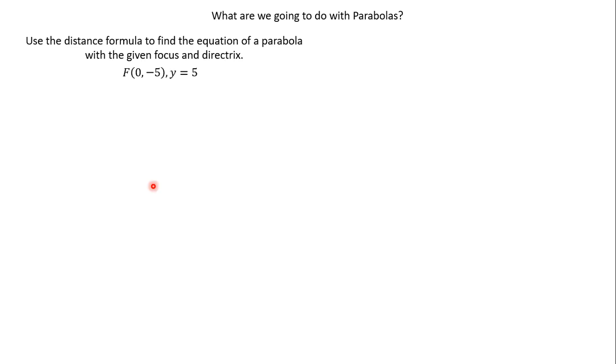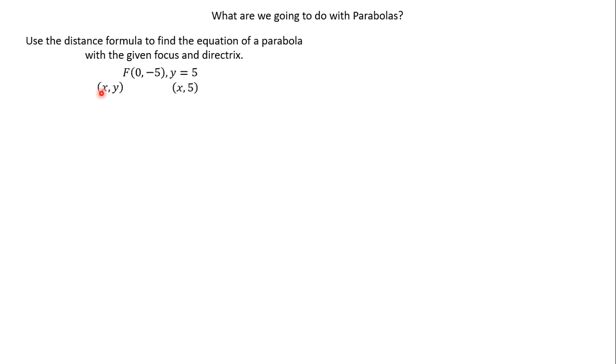For these, we're going to do the distance equals a distance. We're going to go with a point on the parabola, and the point on the parabola is just going to be x, y, to the focus. So we'll find the distance there, and the point x, y to the directrix. And the point we're going to use for the directrix, well, we know y equals 5. What does x equal? Well, x is going to be the same thing as it is here, which is just x. So we're going to use the point x comma 5.